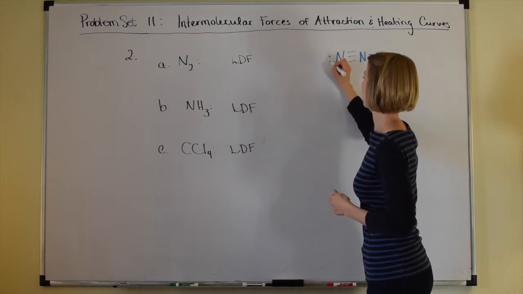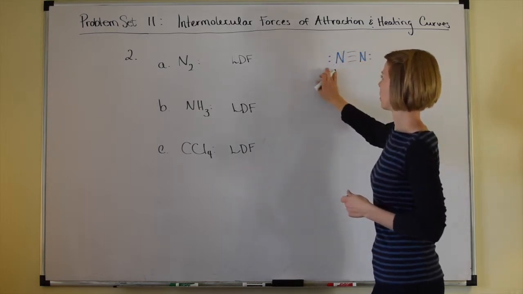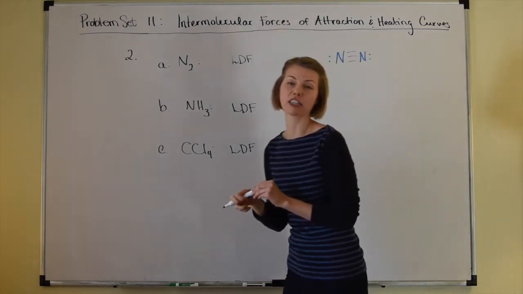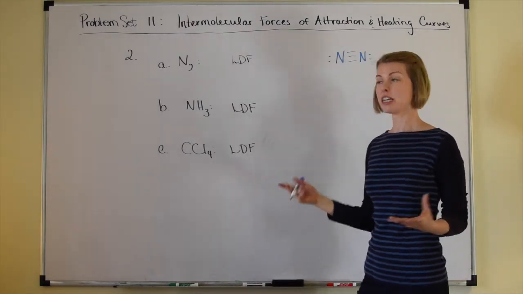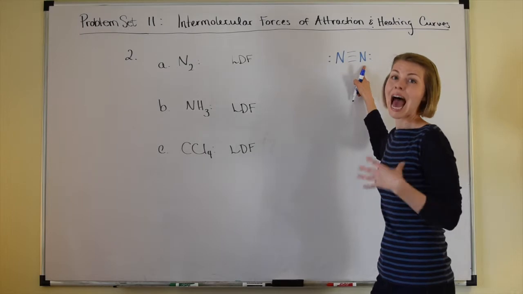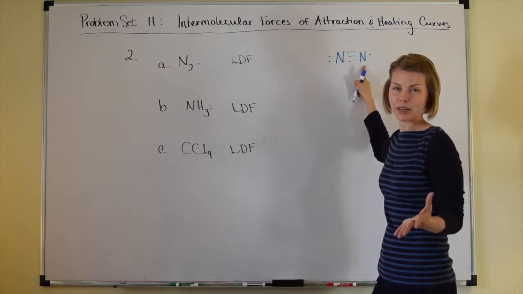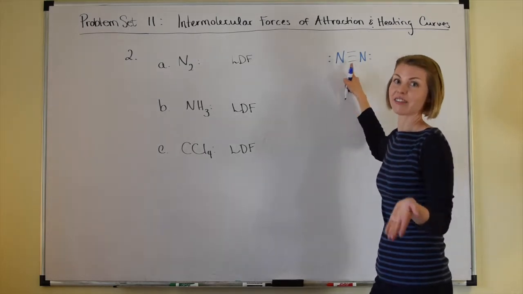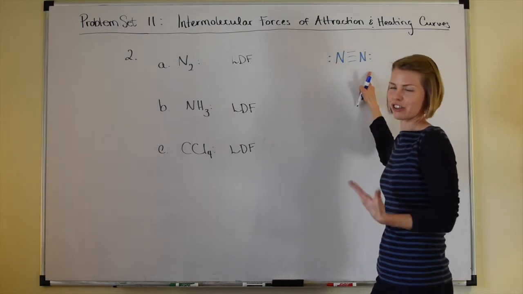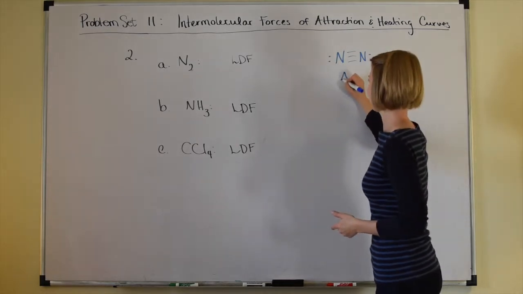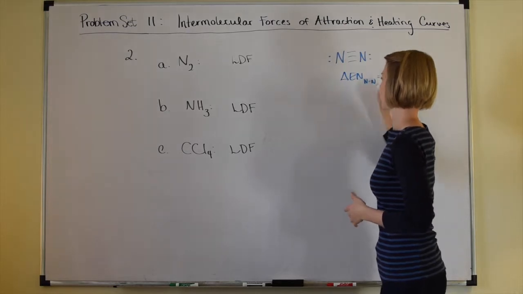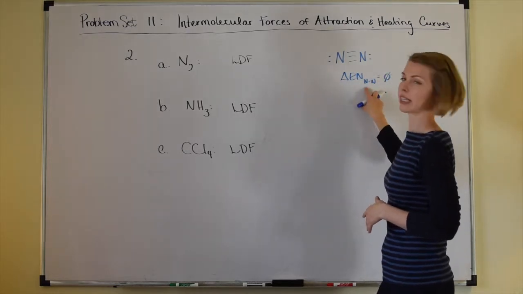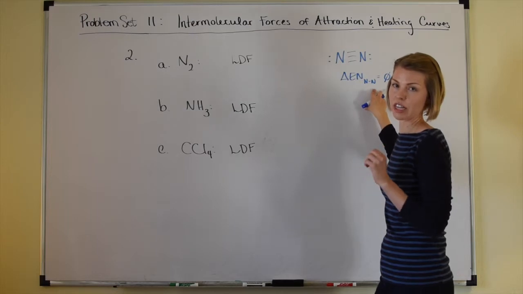You should come up with a triple bond and then a lone pair of electrons on each nitrogen there. So we know that the delta EN, the change in electronegativity in a nitrogen-nitrogen bond, has to be 0, right? It's going to be nitrogen's electronegativity subtracting out nitrogen's electronegativity. It's going to be a delta EN of 0. And that's always the case for the same two atoms that are sharing in a covalent bond.